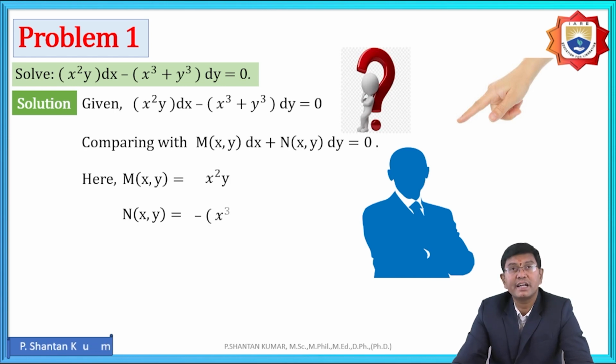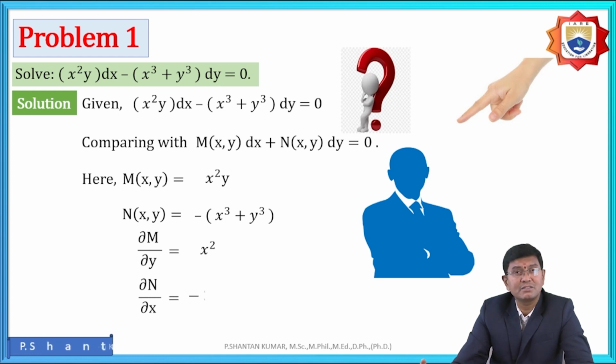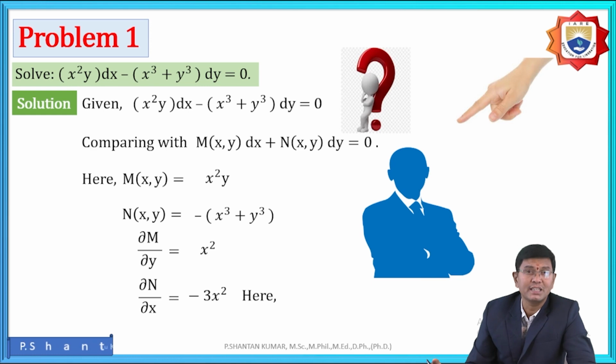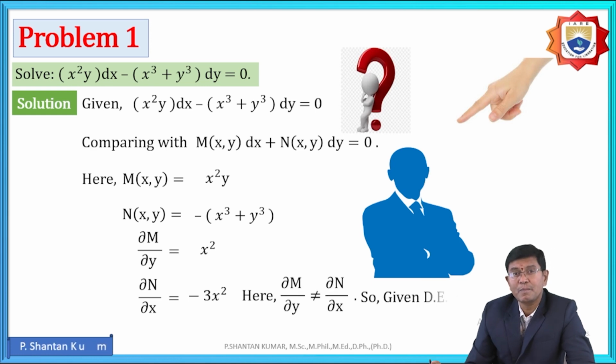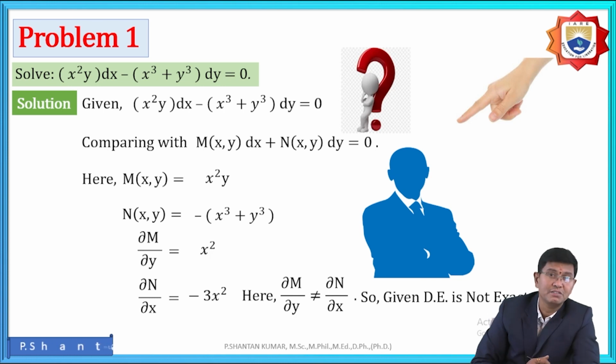Based on this M and N, our concept is to find ∂M/∂y and ∂N/∂x. ∂M/∂y is x², and ∂N/∂x is -3x². Clearly, it is not exact. If it is exact, we can find the solution directly, but if it is not exact, we need to convert it into an exact differential equation.